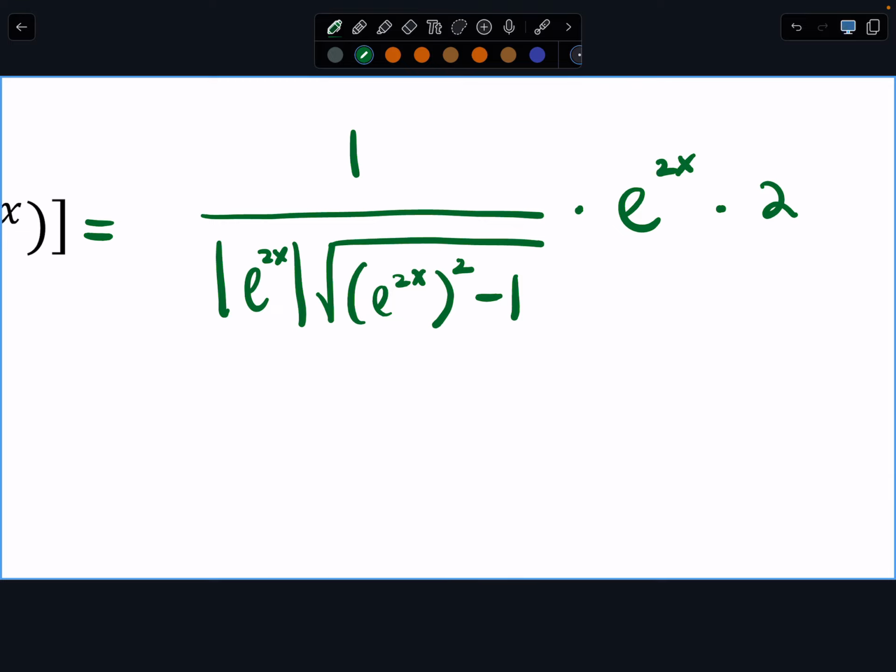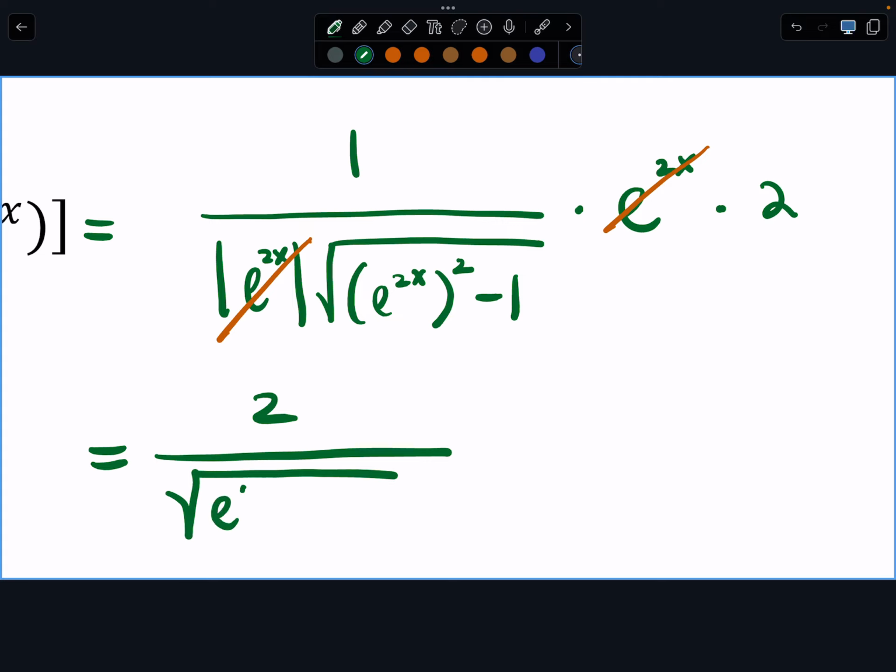Now, are these absolute value bars actually needed? No, because e to the 2x doesn't get negative. Okay, which means we can cancel those. And then we'll have 2 over the square root of e to the 4x minus 1.